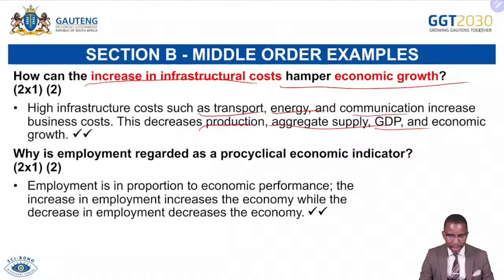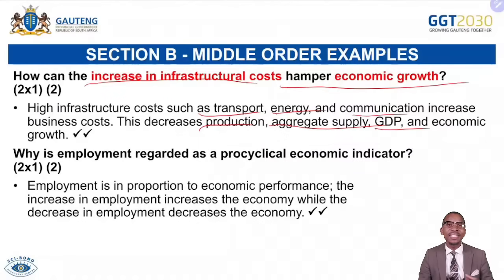Why is employment regarded as a pro-cyclic economic indicator? Remember, under indicators we have pro-cyclic and counter-cyclic indicators. If we talk about the pro-cyclic indicators, we refer to indicators that are in proportion to economic performance. As those indicators increase, economic performance also increase. So employment is one of the pro-cyclic.